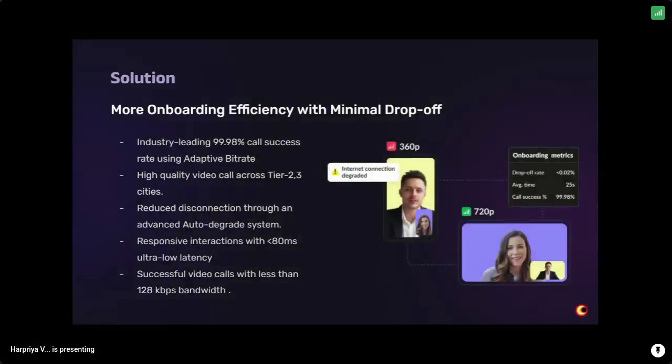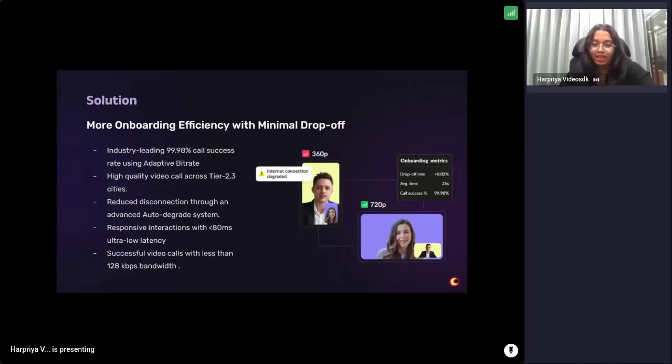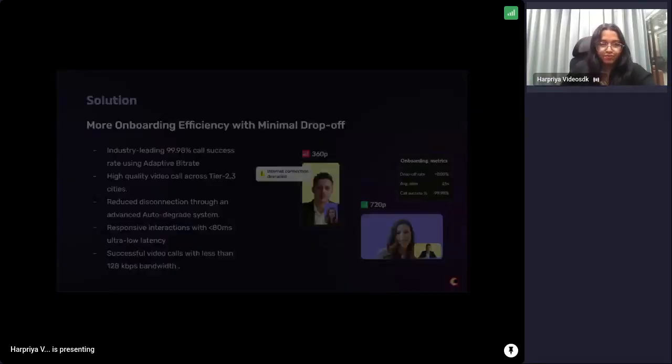With Video SDK, you get a faster, smoother onboarding. We provide a 99.98% success rate via adaptive bitrate, which works beautifully across all cities, be it tier 2 or tier 3 as well. Auto-Degrade maintains call stability in low bandwidth, maintaining below 80 ms latency for responsive interaction, and works even on 128 kbps bandwidth. This means fewer failed KYC and a higher completion rate with happier customers.